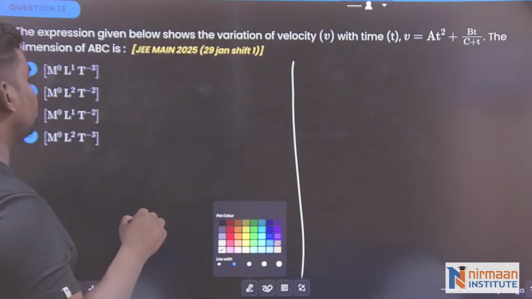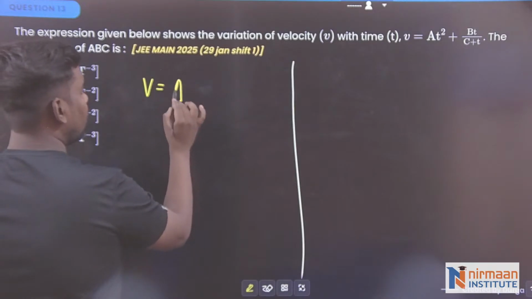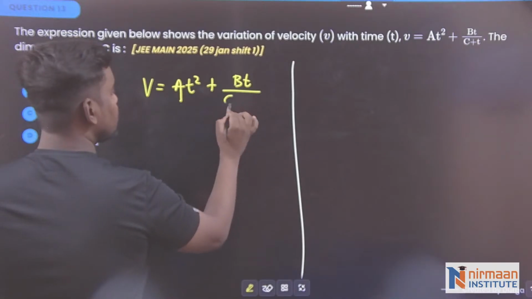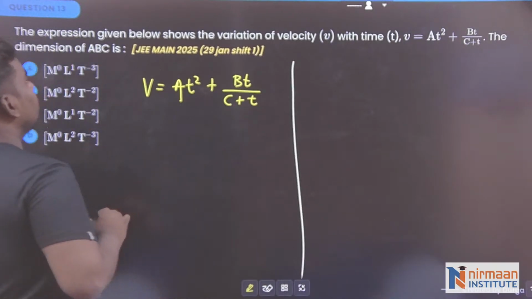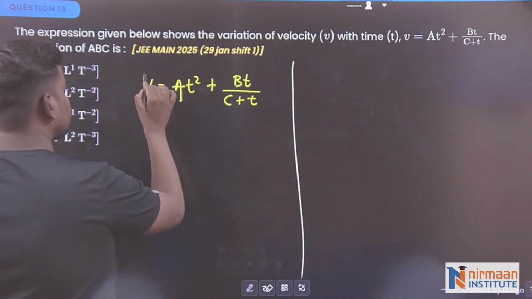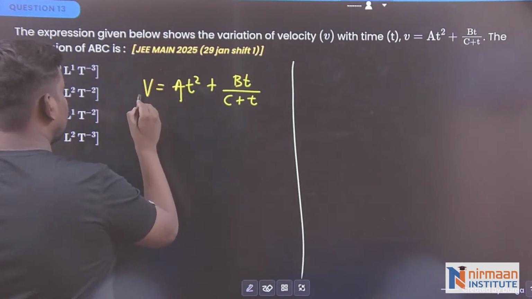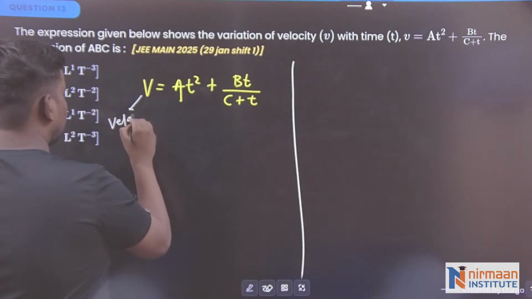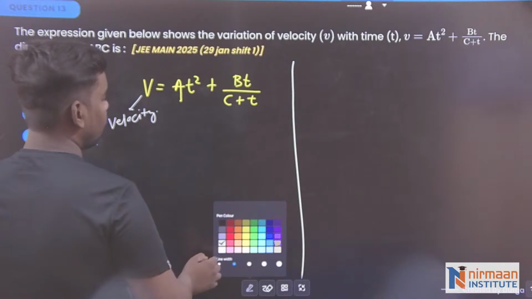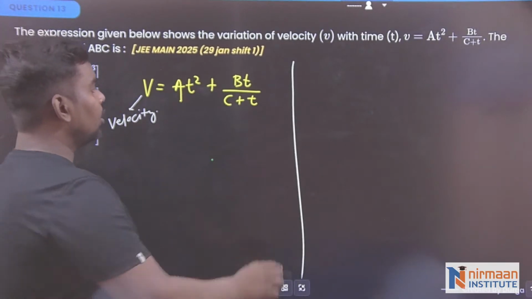So B is velocity. B is given as A T square, B T by C plus T. Then find the dimension of ABC. First, you have to look at which terms you are adding or subtracting. See, you are adding C plus T, right?